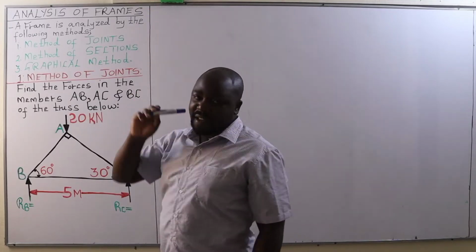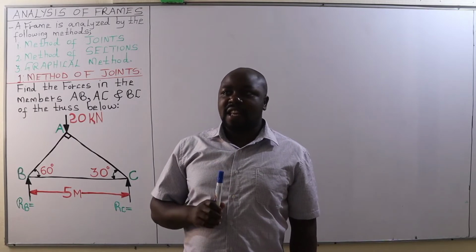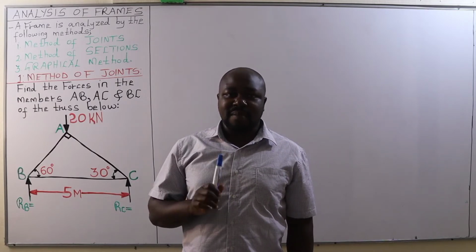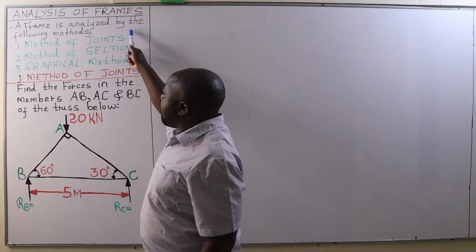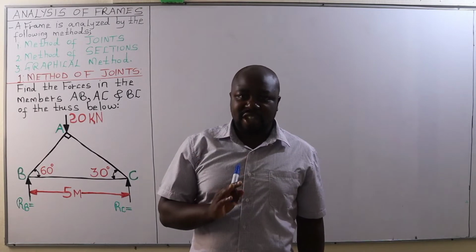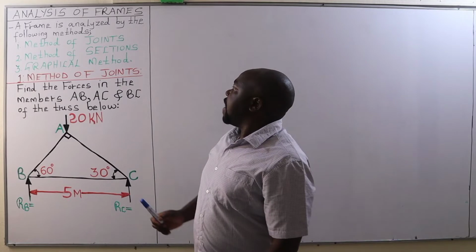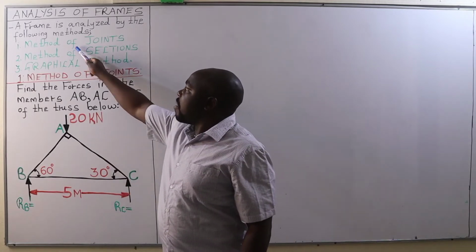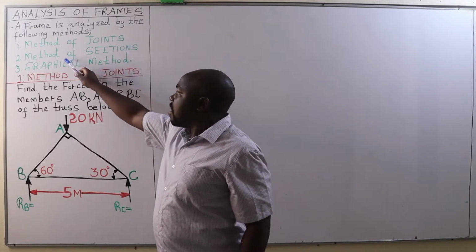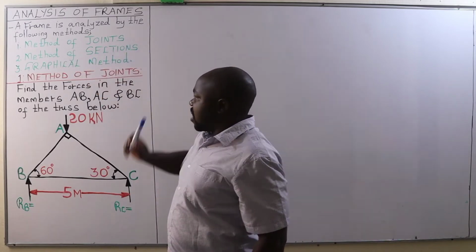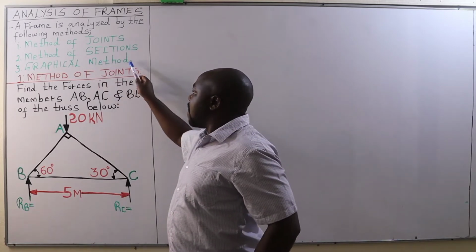Analysis of frames. That is the topic we are covering. It is a new topic, the last topic in structures, module 1. Now, a frame is analyzed by 3 methods. One of the methods is what we call the method of joints. The second method we call the method of sections. And the third method is known as the graphical method.